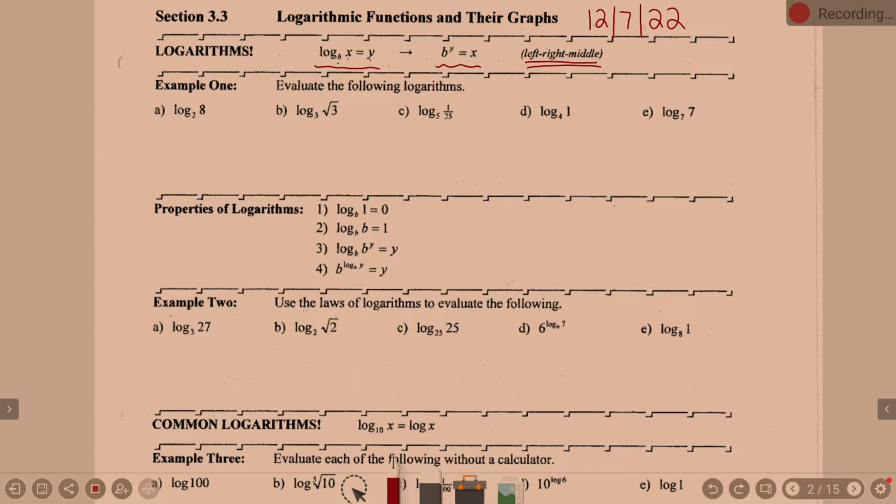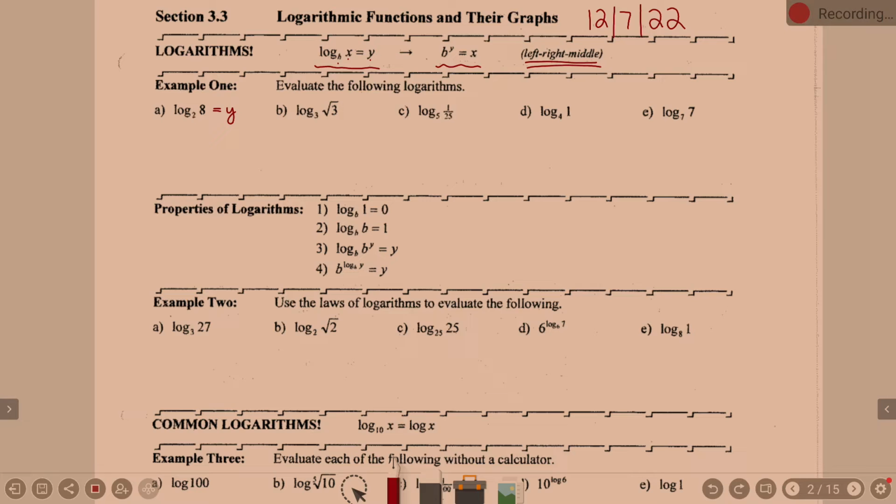Okay? Now, example 1 says evaluate the following logs. So we want to know log base 2 of 8, what that equals. No, put the calculator down. I'm not using a calculator here. So think of this. I'm going to make my log equal y. So I have an equation now: log base 2 of 8 equals y. How can I rewrite that in exponent form?